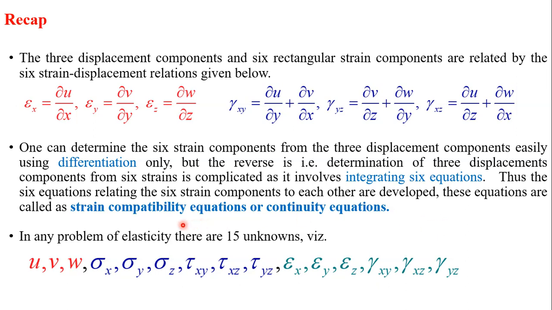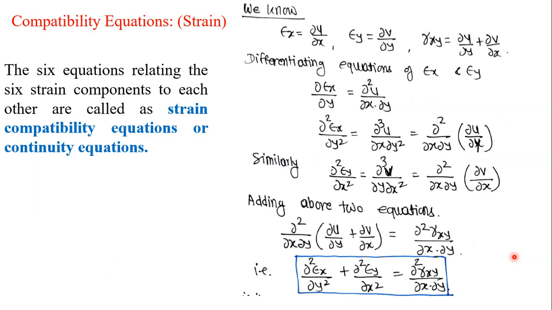Now in general, in any problem of elasticity there are 15 unknowns. These 15 unknowns are u, v, w, the displacements in x, y and z directions respectively; sigma x, sigma y, sigma z, the normal stresses; tau xy, tau xz and tau yz, the shear stresses; epsilon x, epsilon y, epsilon z, the strains; and gamma xy, gamma xz and gamma yz, the shear strains. So these are the 15 unknowns, and thus to solve the problem of elasticity we must have 15 equations with us. So let us discuss the same.